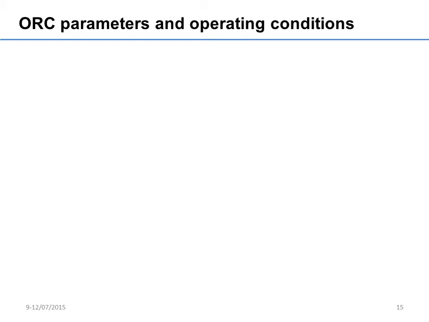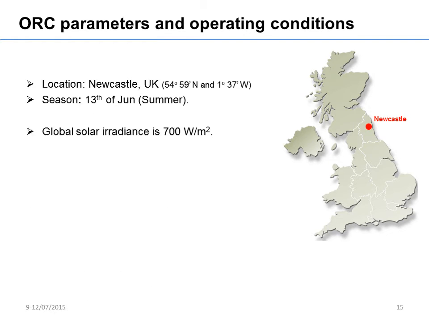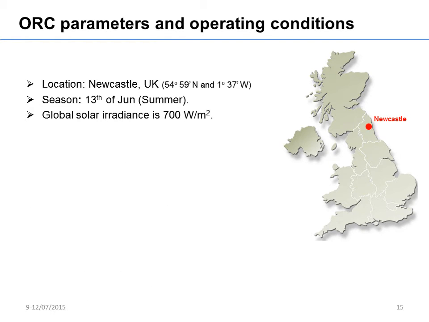Organic Rankine cycle parameters and operating conditions. The location that has been selected for this study is Newcastle upon Tyne city. It lies in the north of England, in this place as shown in this map. The season selected is summer. The global solar radiance used in this study is 700 watts per square meter.